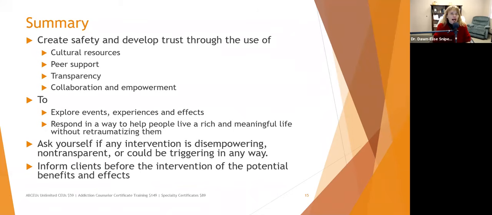When you're working with a client, no matter what intervention you're doing, ask yourself if it is in any way disempowering, non-transparent, or could be triggering. Whether that is having them hold hands, dimming the lights, lighting a candle, doing something ritualistic, whatever it is, or even ropes courses can be somewhat traumatizing for clients because there's a lot of times on ropes courses where you're often really close and your personal space is kind of invaded. So we do want to recognize those things and be transparent about what's going on.